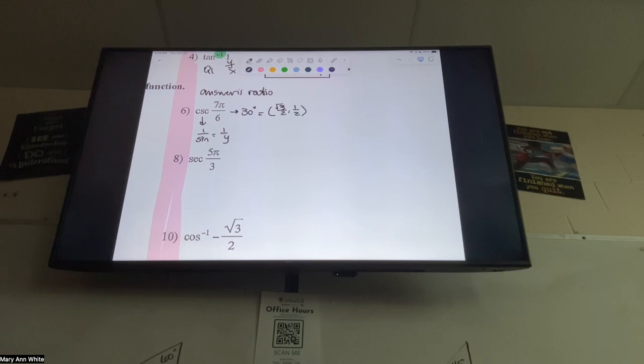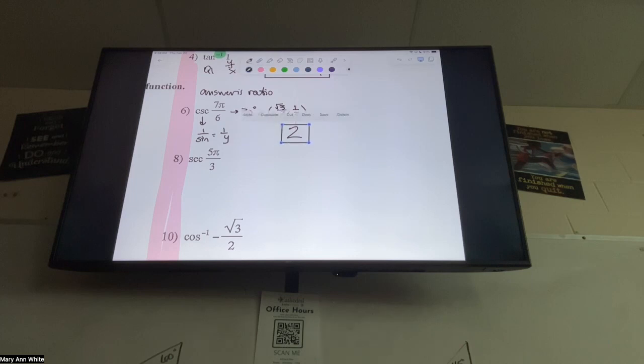And so I want 1 over my y. What would 1 over 1/2 be? 2. You could also think if it's the reciprocal of y, you can just do the reciprocal of 1/2. That answer is going to be 2. Now, if I am in the second quadrant, if I am at 7 pi over 6, is this going to be a positive or negative 2? And I'm doing sine. Positive.